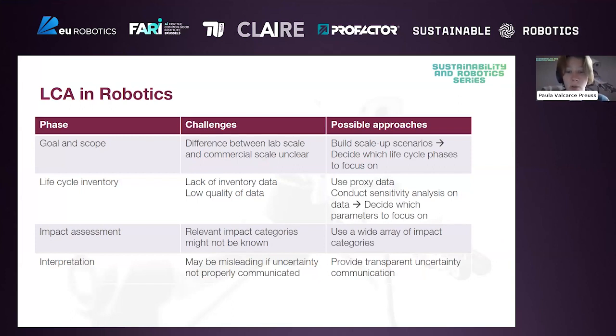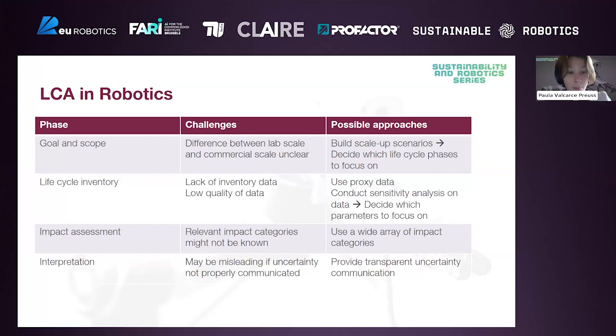And what we can do is try to use proxy data, so data for similar processes or data from literature, from databases. And then on the parameters that we are most uncertain about, we can conduct sensitivity analysis. So we can vary these parameters to see how much this impacts our results.